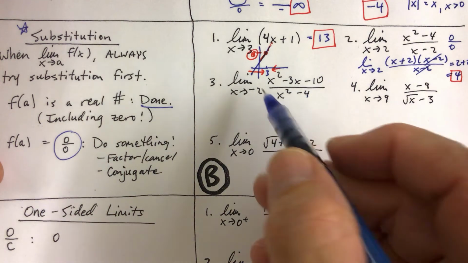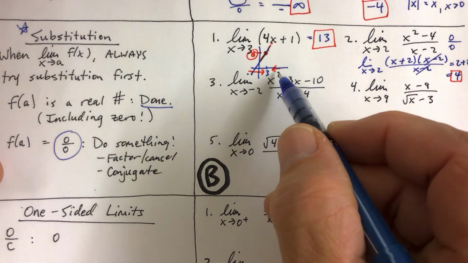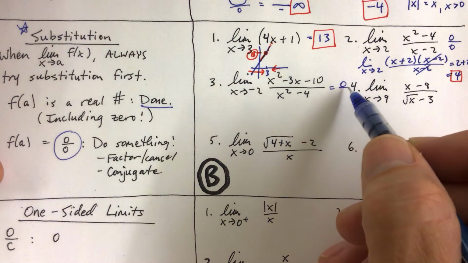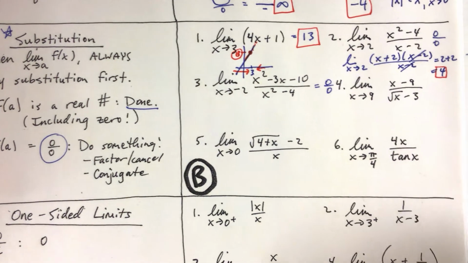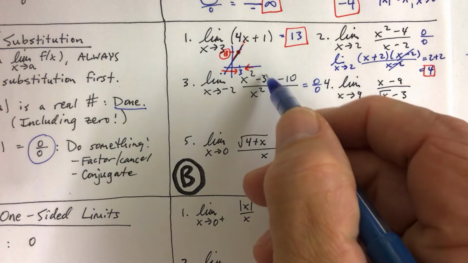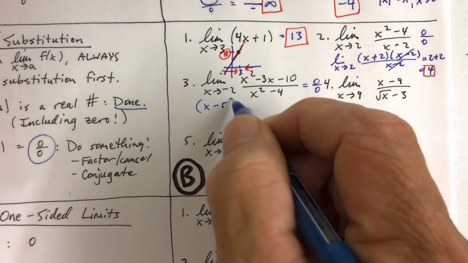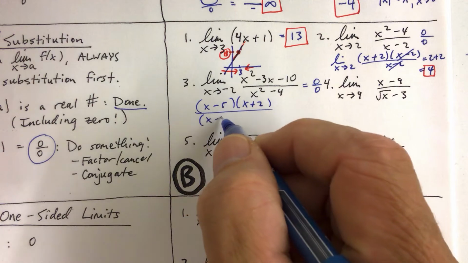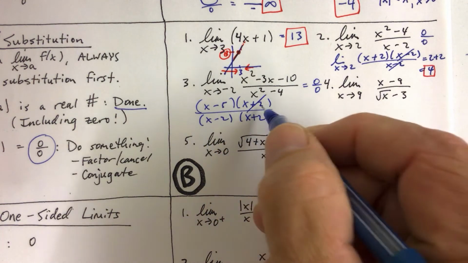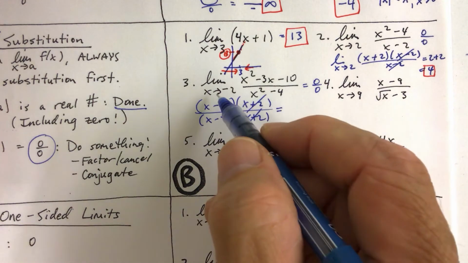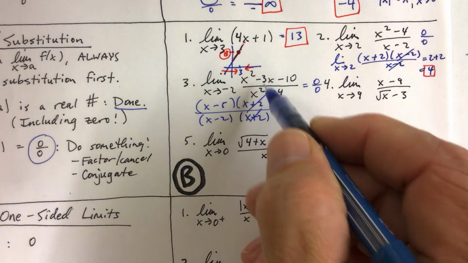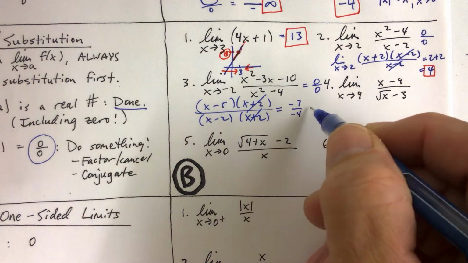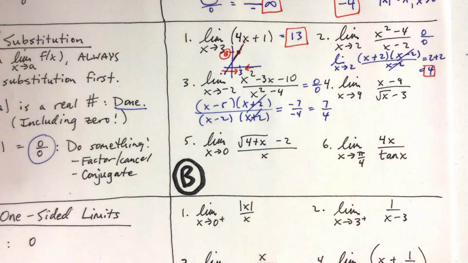And then same thing here with number 3. If you replaced x with negative 2, you'd get 4 plus 6 is 10 minus 10 is 0. Negative 2 squared is 4 minus 4 is also 0, so you get 0 over 0. Anytime you get 0 over 0, that's your cue that you need to do something. When we have a rational function, typically that means we're going to factor and cancel. So x minus 5 times x plus 2 over x minus 2 times x plus 2. So the x plus 2's cancel, and then when we replace x in the reduced version of this fraction, negative 2 minus 5 is negative 7, negative 2 minus 2 is negative 4, and negative 7 over negative 4 is 7 over 4.